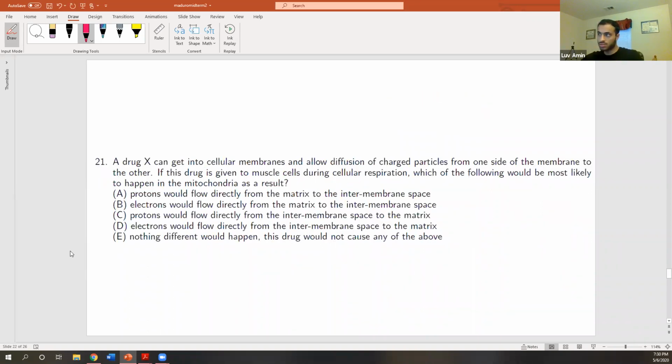So let's move on to 21. 21 is saying that a drug X can get into the cell membrane and allow diffusion of charged particles from one side of the membrane to the other, right? Key word here would be diffusion. If this drug is given to muscle cells during cellular respiration, which of the following would most likely happen in the mitochondria as a result, all right?